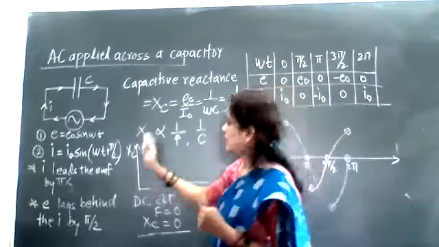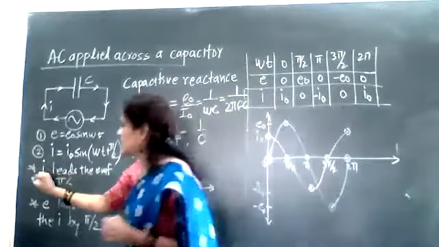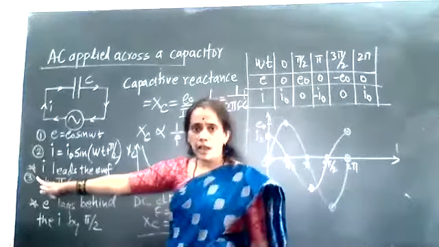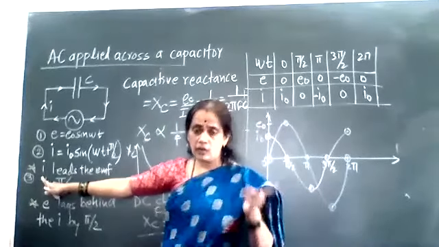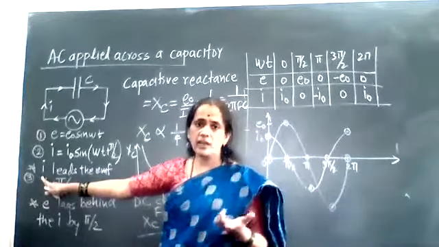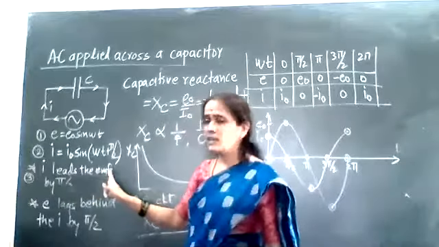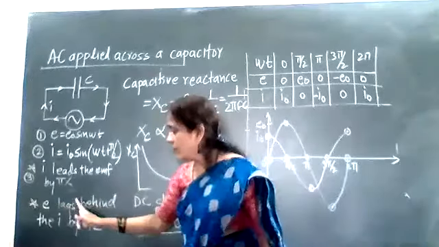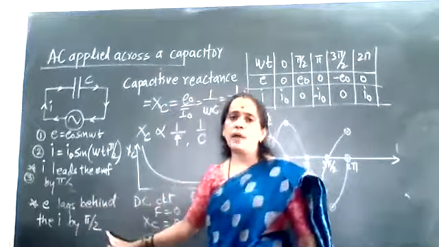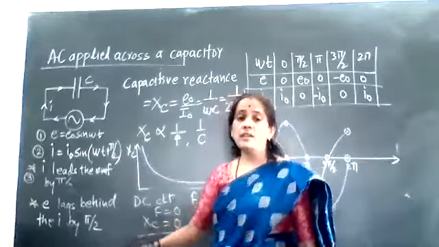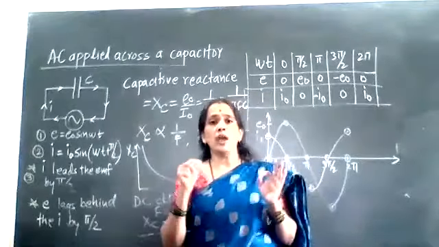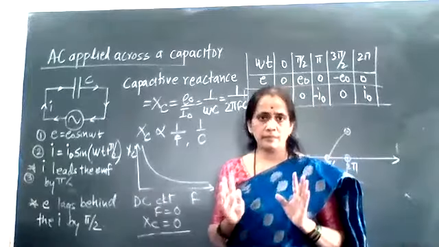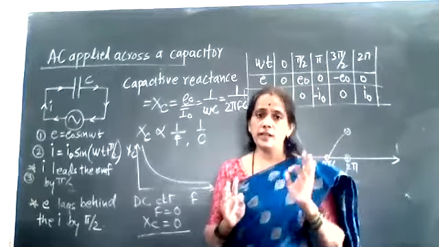Is it right? Then the third point, that is from this EMF and current equation, I can say that across capacitive circuit applied across AC, current leads the EMF by pi by 2, or EMF lags behind the current by pi by 2. This statement is very, very important for your MCQ question as well as for very short answer. So you have to underline that point very well.